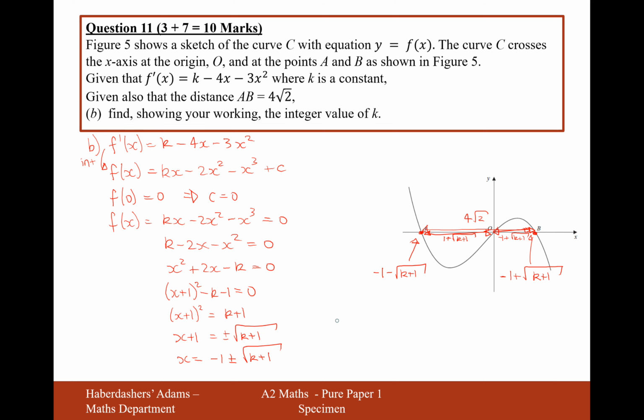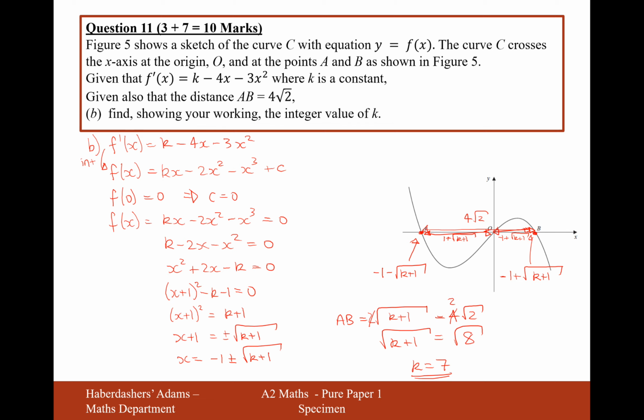So the total distance from A to B is going to be 2 lots of the square root of k + 1, because the 1s will cancel each other out, and then we've got 2 lots of the square root of k + 1. And this is equal to 4 root 2. So cancel out a 2 from both sides. And let's now incorporate the 2 inside of this square root. So it's going to be the square root of 8, which needs to equal the square root of k + 1. So it must therefore be the case that k is equal to 7.